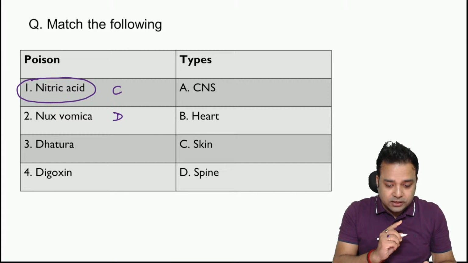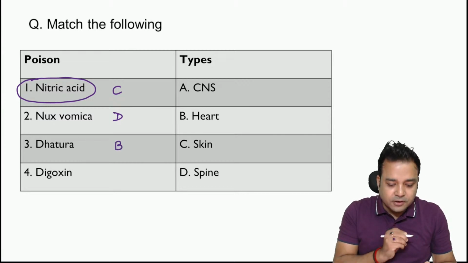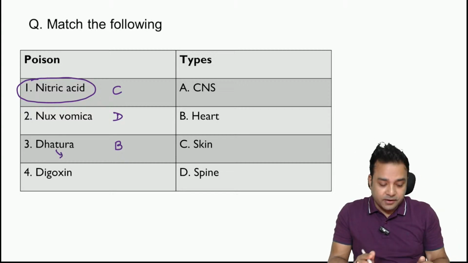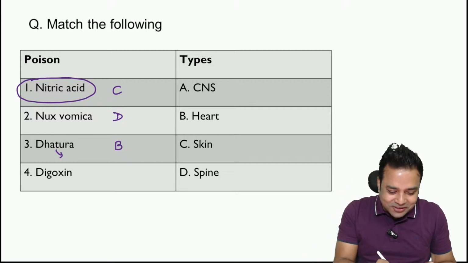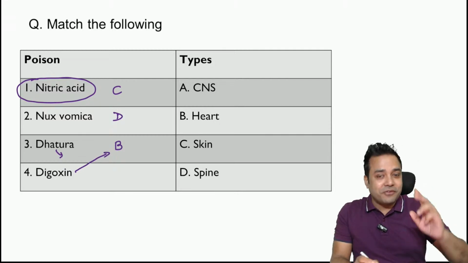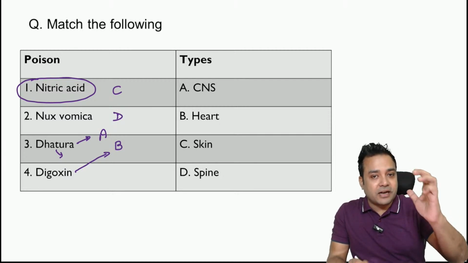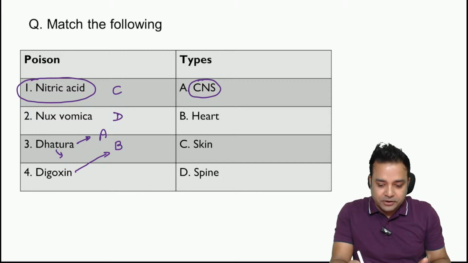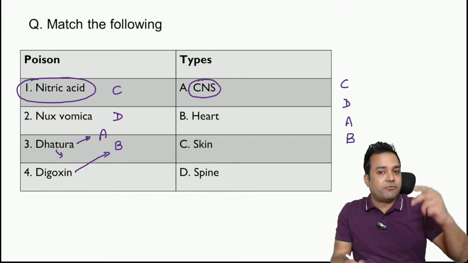Come to Dhatura. Dhatura is going to act over, I will say, yes, Dhatura can act over heart. Because what is present in Dhatura is atropine, hyoscine, hyoscyamine. Sorry, not heart. Digitalis will act over heart. Dhatura will act over CNS. Sorry, my mistake. So digitalis will act over heart and Dhatura will act mainly over CNS because it mainly contains atropine, hyoscine, hyoscyamine. So our correct match the following will be CDAB in the sequence of 1, 2, 3 and 4.